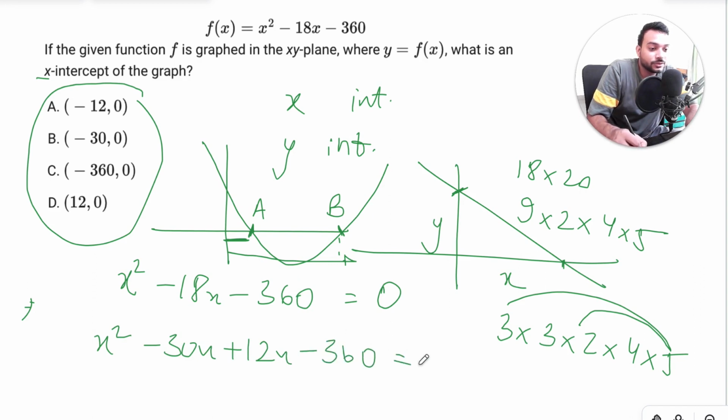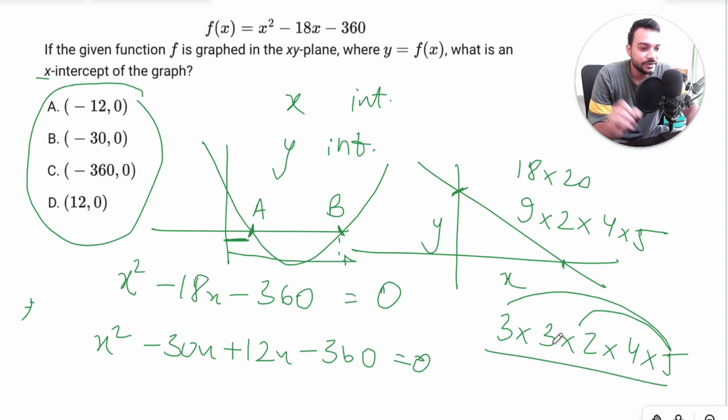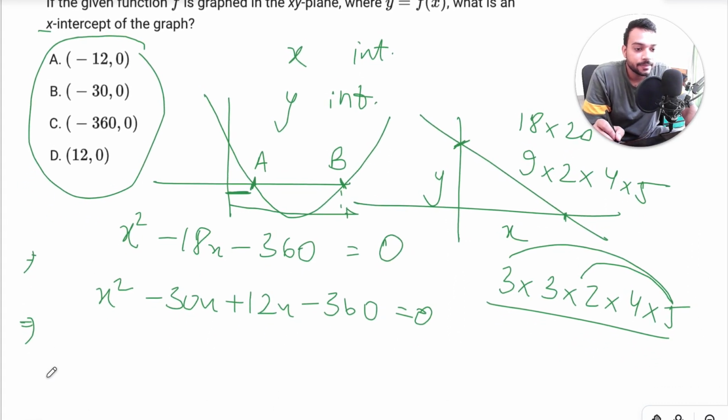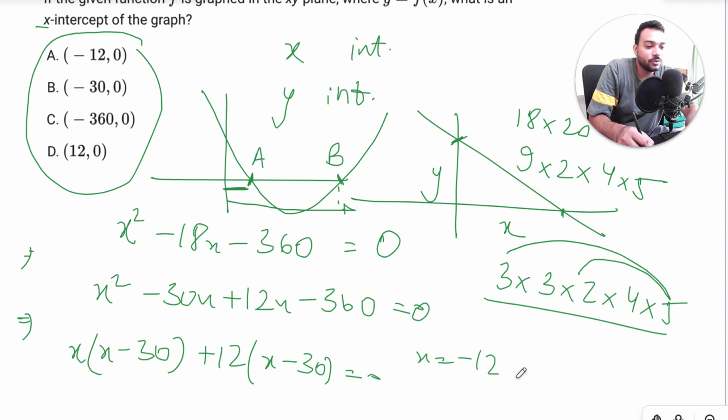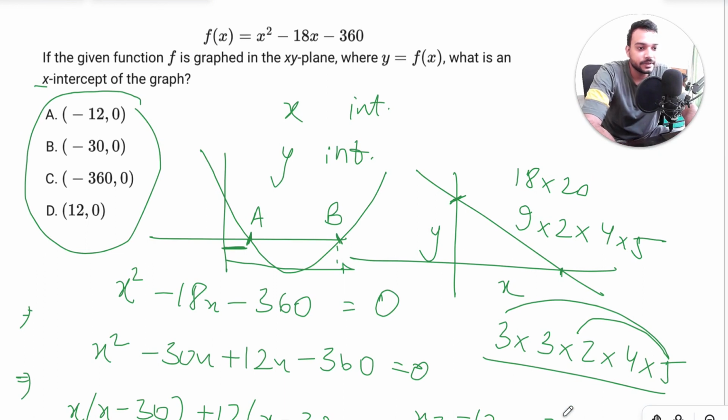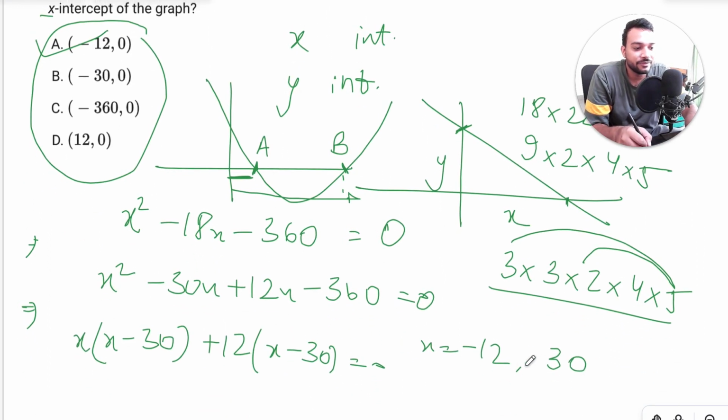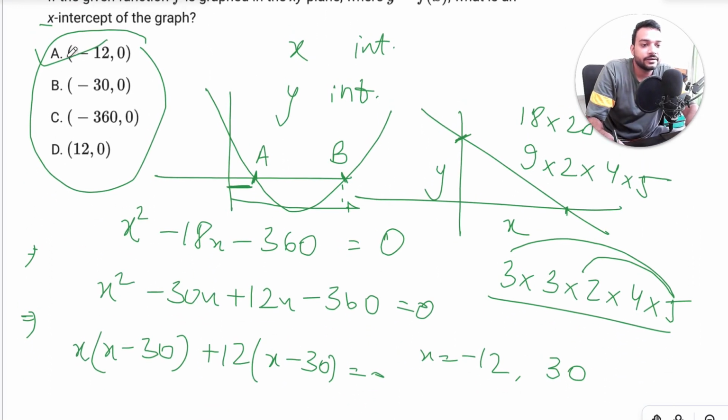Don't try to do guesswork right away. It might take more time. Rather, try this prime factorization. It's more beneficial, even though it looks pretty easy and could be done verbally. So x squared minus 30x plus 12x minus 360: x(x minus 30) plus 12(x minus 30) is 0. So x is equal to negative 12 and 30. What is an x-intercept of the graph? Negative 12 is the correct answer, Option A, because we have negative 12 and 30, and 30 is not there, but negative 12 is.